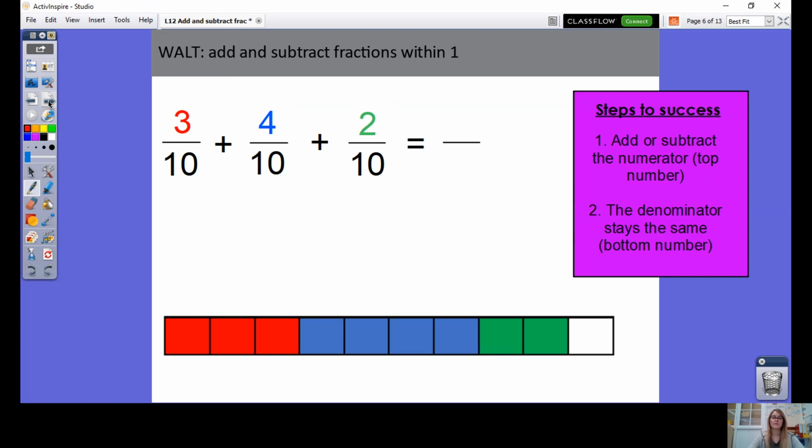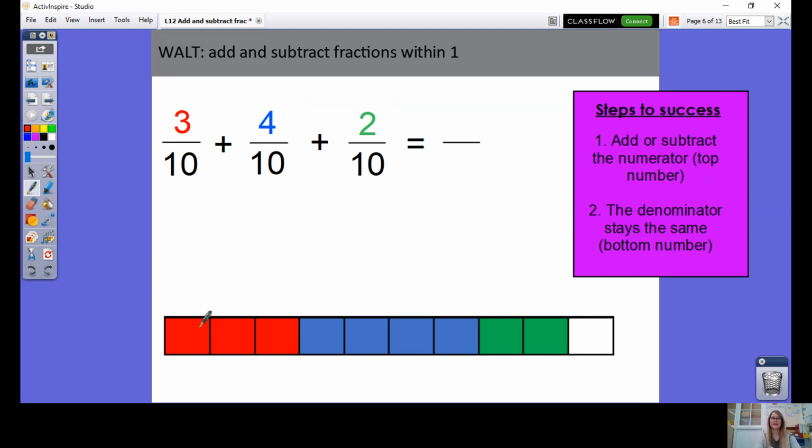Okay, let's have a look now what happens when we add in another fraction. I'm still following the same steps, but I just have an extra fraction to add. So this time I've got tenths. My bar's cut into 10. Let's just check the parts. I have 1, 2, 3, 4, 5, 6, 7, 8, 9, 10 parts in total. So I have 3 red parts, 3 are shaded, 3 tenths. 4 blue parts are shaded, which represents 4 tenths, and 2 green, representing 2 tenths.